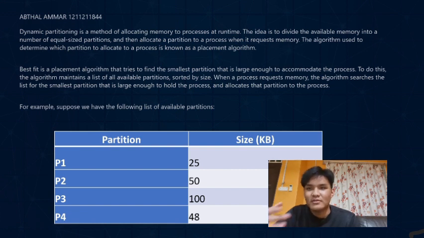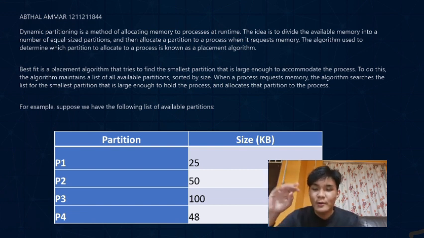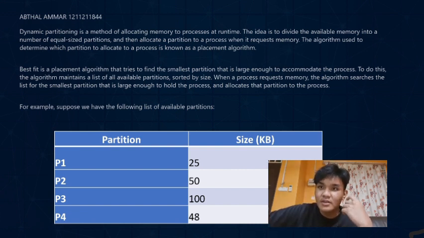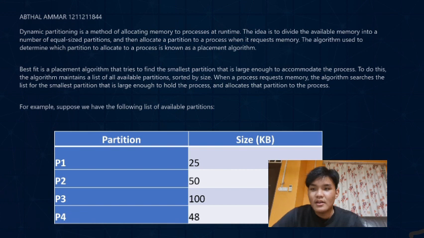Let's say, for example, this table right here. Suppose we had the following list of available partitions. In this table we have four partitions, P1, P2, P3, P4, and the sizes are quite small to medium. The first partition has a size of 25 KB, the second partition 50 KB, the third partition 100 KB, and the last one, P4, has 48 KB.